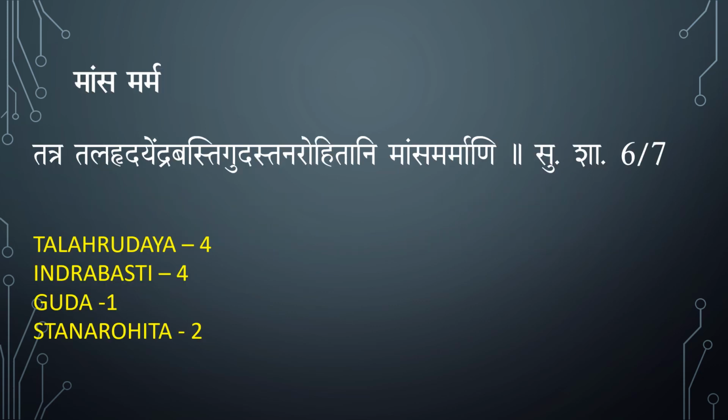Next, Mamsamarma. Tatra Tala Hrudayendra Basti Gudastanarohitani Mamsamarmani. Here mamsamarma means the marma sthana which are predominantly formed by mamsas. Those are mamsamarma. They are Talahrudaya 4, Indrabasti 4, Guda 1, Stanarohita 2. So total 11 mamsamarmas are present in the body.